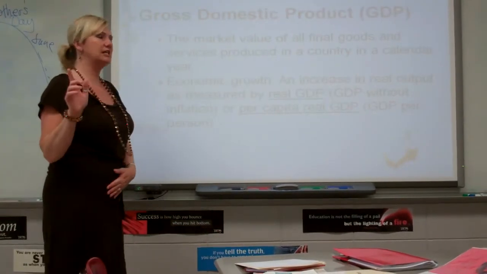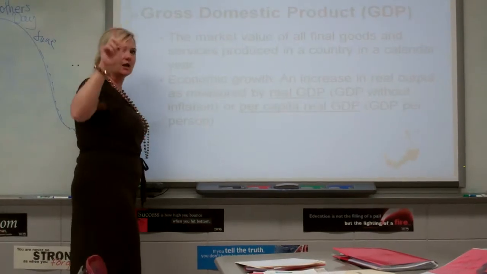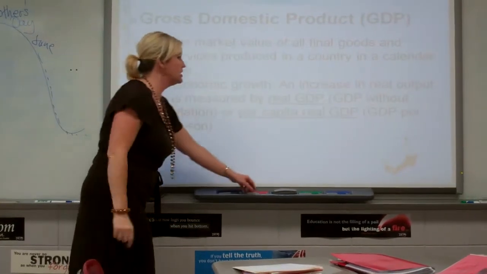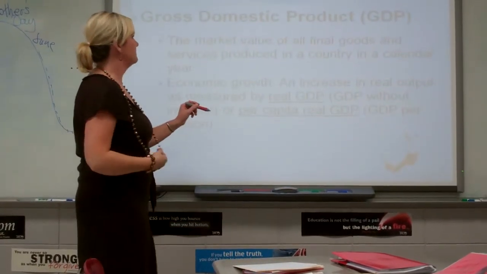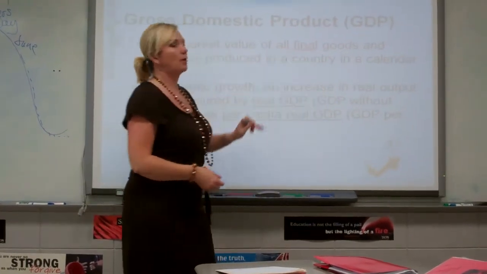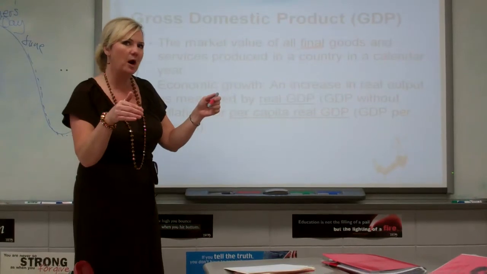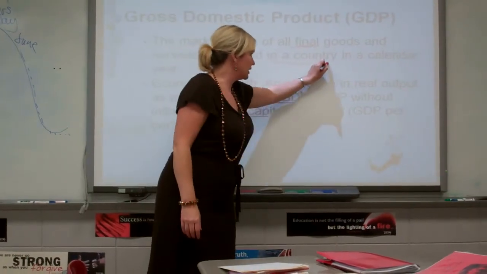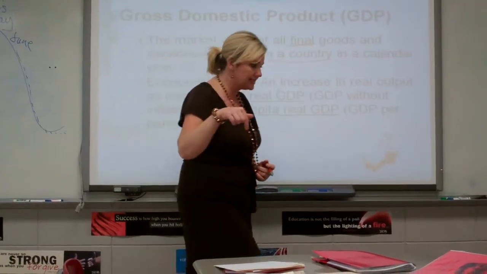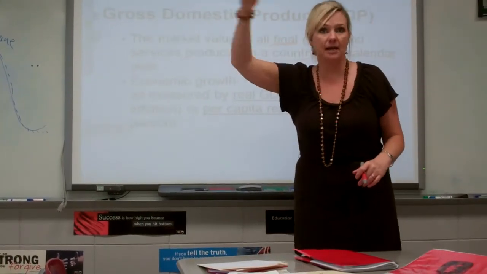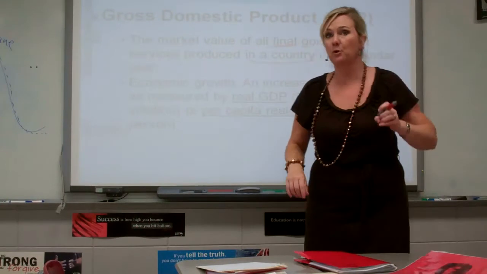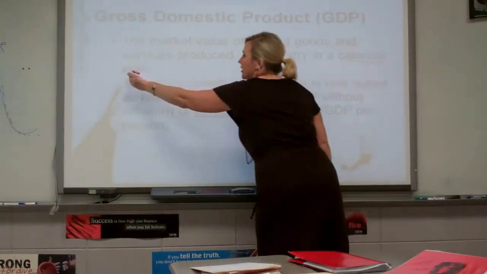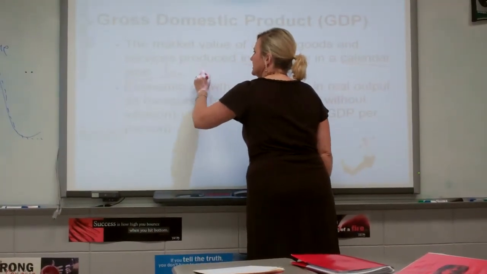So let's look at the definition of GDP. The market value, that means the dollar value, of all final goods and services produced in a country in a calendar year. Well, let's look at some specific things in this definition. Final. That means the end product. Not all the pieces that went into making the end product, but just the end product. Goods and services produced in a country. That means produced here in the United States. Not what was produced in Japan and we imported in. Not what came from China and we imported in. It had to be produced here in the United States in a calendar year. So you're talking about January through December.